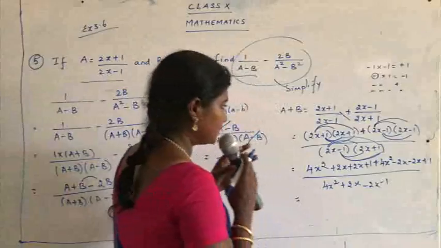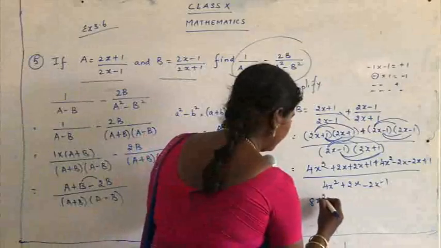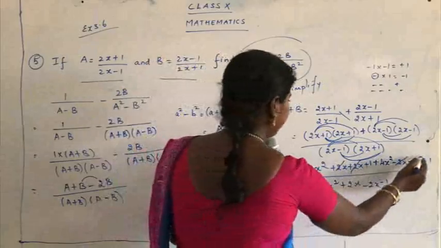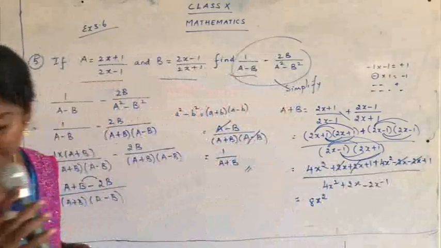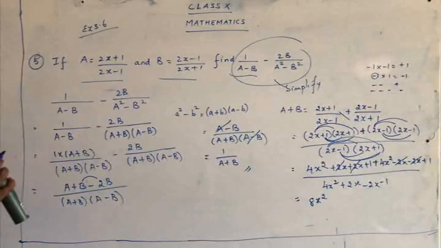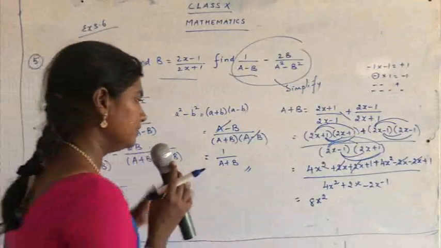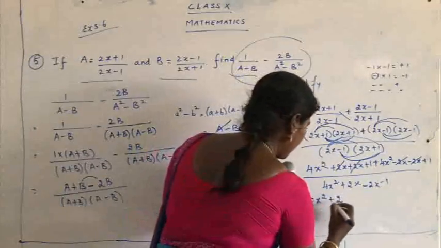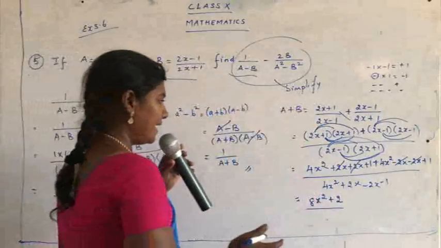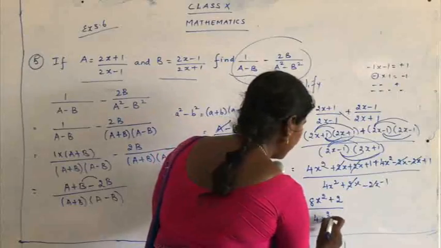So 4x square plus 4x square gives you 8x square. Then next 2x minus 2x, in simple we can say it gets cancelled, yes. So now what else is left there? A constant term is present in the numerator, that is 1 and 1. So 1 plus 1 gives you 2. So you get 8x square plus 2 upon, just check for the denominator part, children. Plus 2x and minus 2x gets cancelled. So what is left over here? 4x square minus 1.